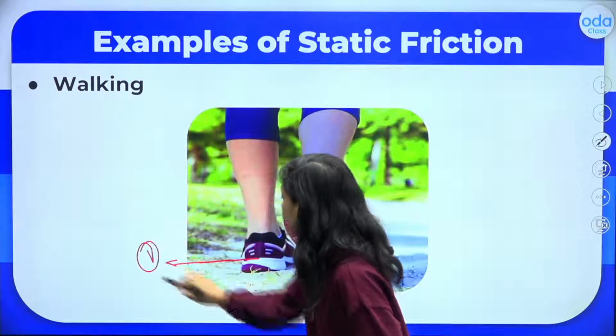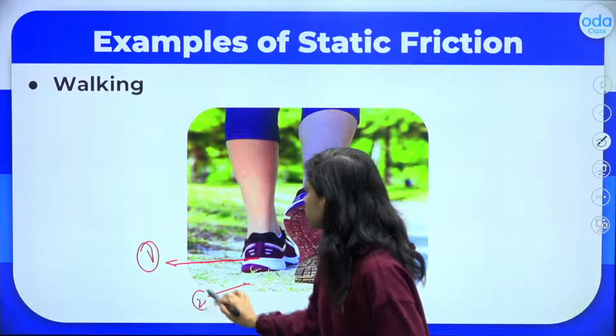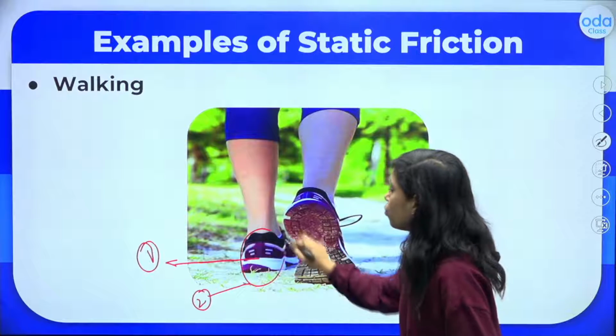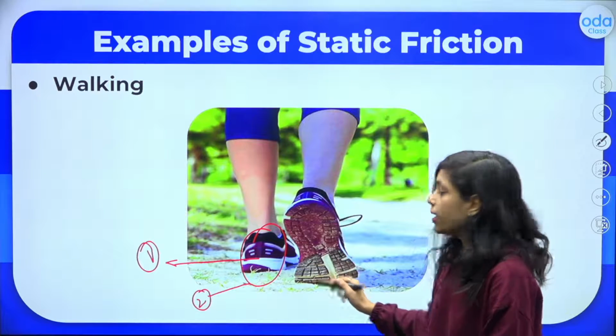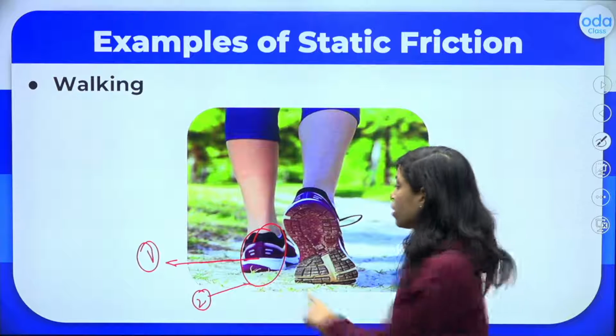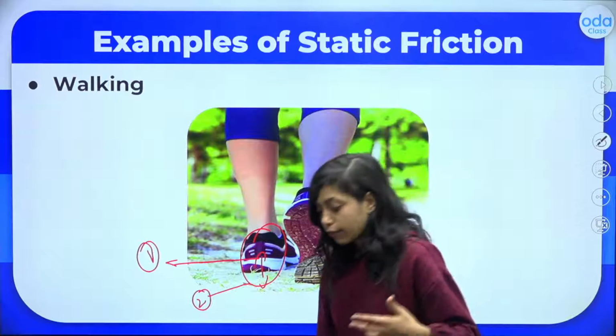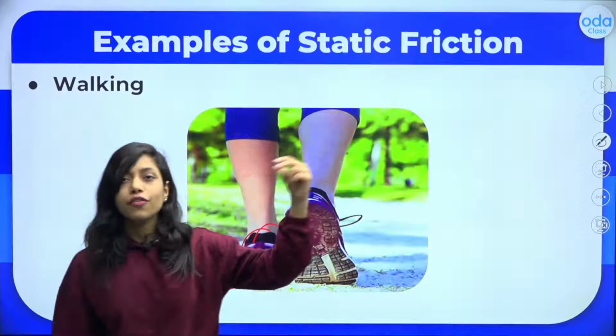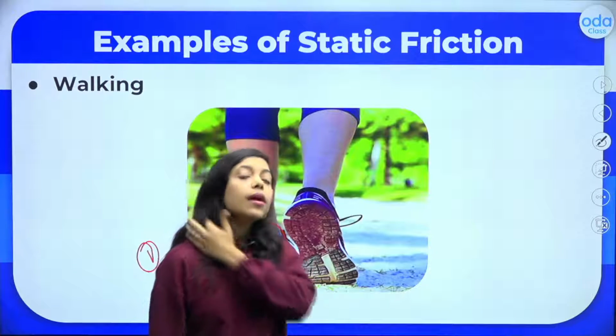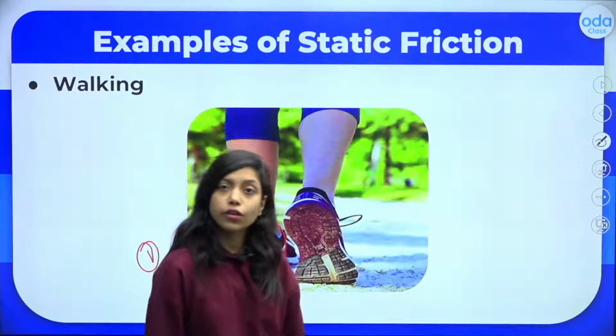This is surface number 1 and ground is surface number 2. This leg is not moving now, right? See, the other leg is in movement, but this leg is not moving. Both the surfaces are in contact and both are not moving. So while walking also, for a fraction of a second, we have static friction between our legs and the ground. Is it clear?